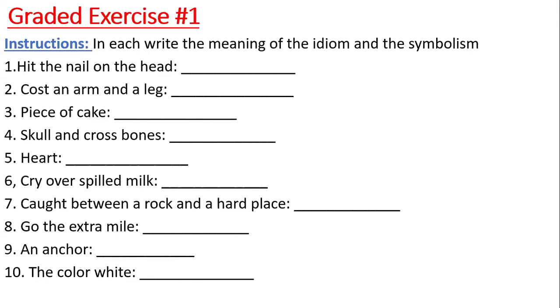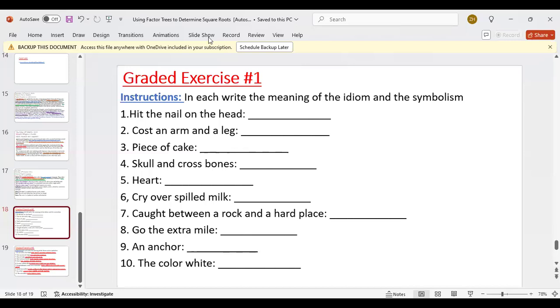Number two. Sashanique, what do you have for number two? Cost an arm and a leg. Very expensive or costly. Very good. What do you have for number three? Piece of cake. Easy, or easily done. I can accept that.